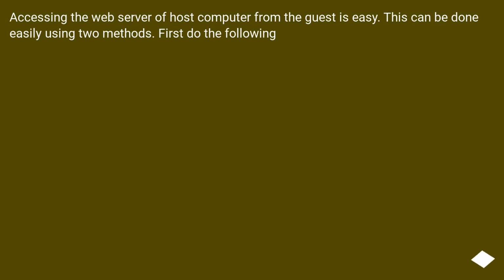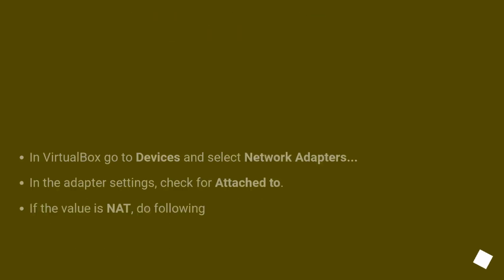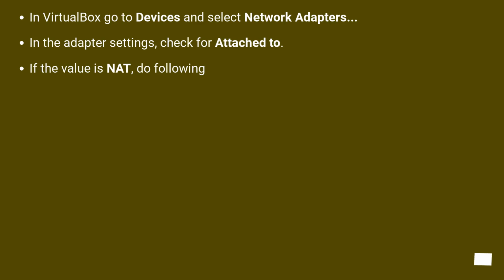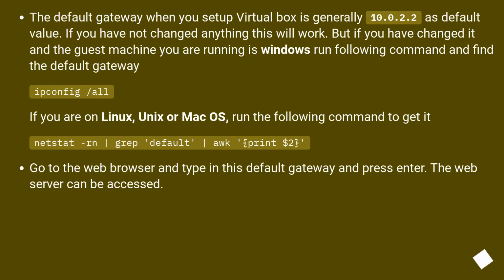Accessing the web server of the host computer from the guest is easy. This can be done using two methods. First, do the following. In VirtualBox, go to Devices and select Network Adapters. In the adapter settings, check Attached to. If the value is NAT, do the following. The default gateway when you set up VirtualBox is generally 10.0.2.2 as the default value. If you have not changed anything, this will work.